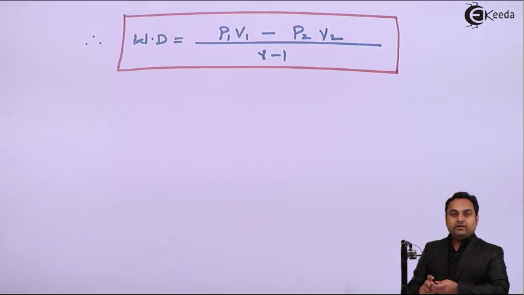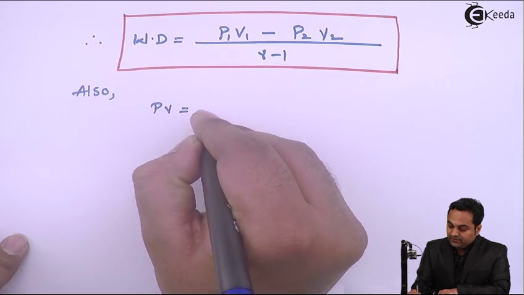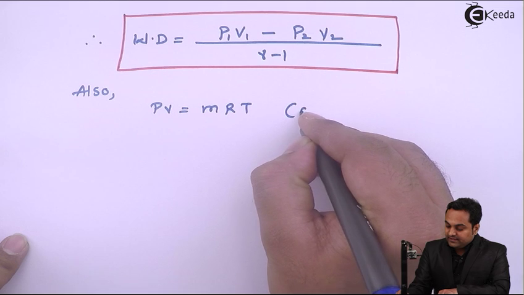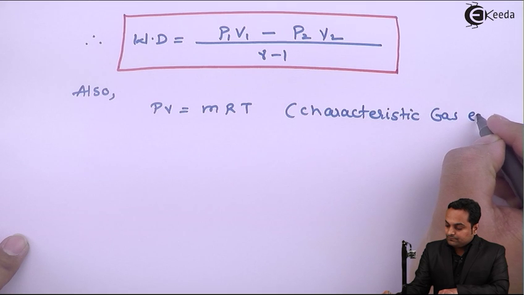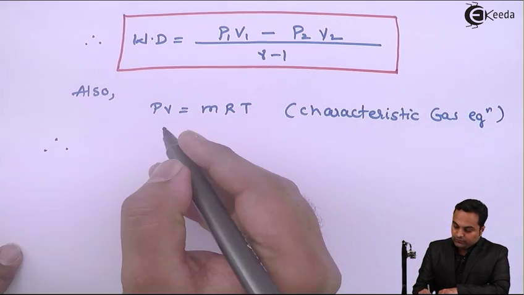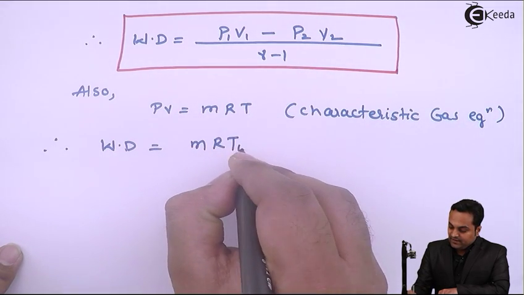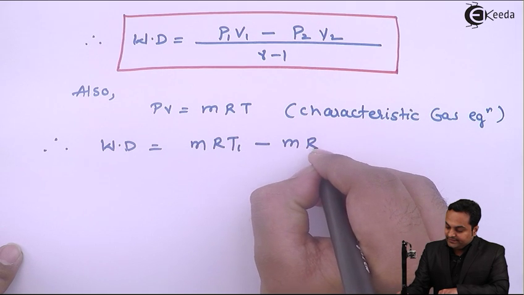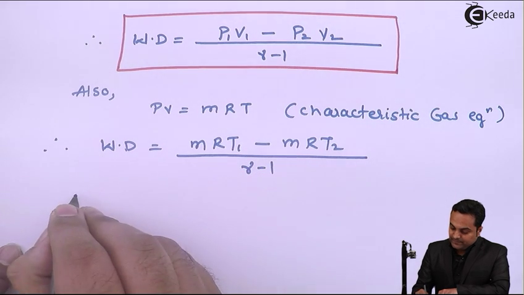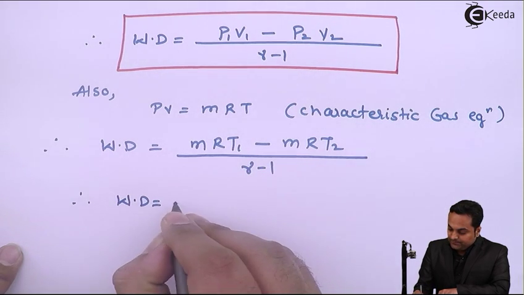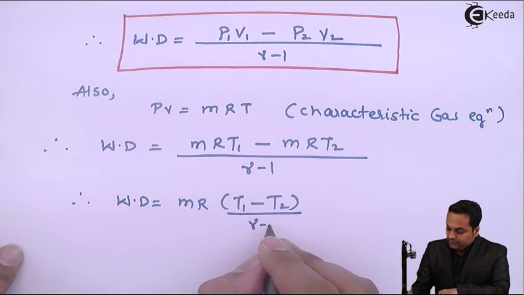Next, we can say that also PV is equal to MRT, that is the characteristic gas equation. So therefore work done, instead of P1 V1 I can write down it is MRT1, P2 V2 I can write down MRT2, divided by gamma minus 1. So therefore work done will become M into R T1 minus T2 upon gamma minus 1.